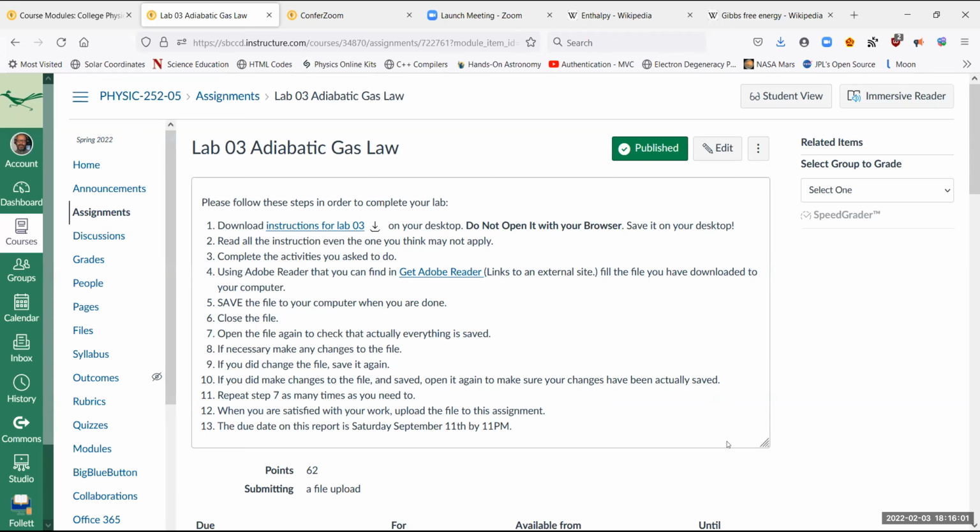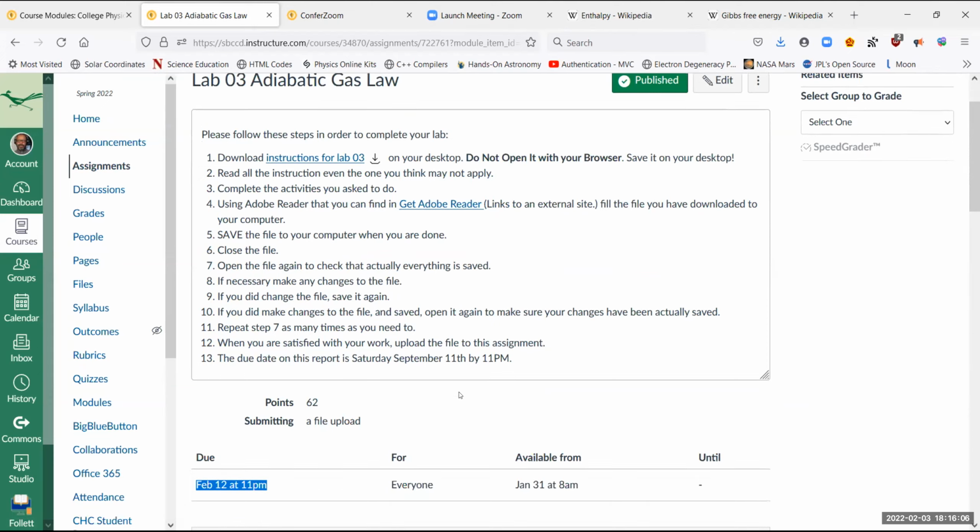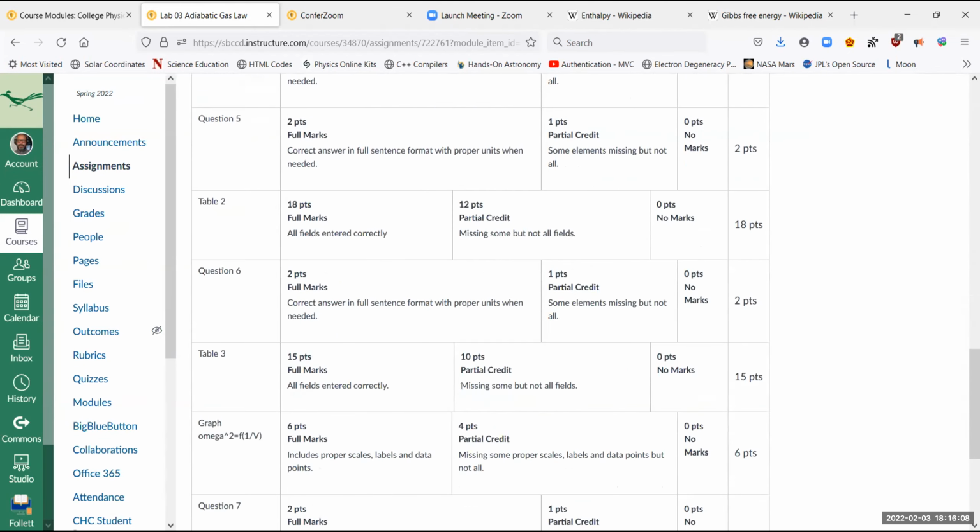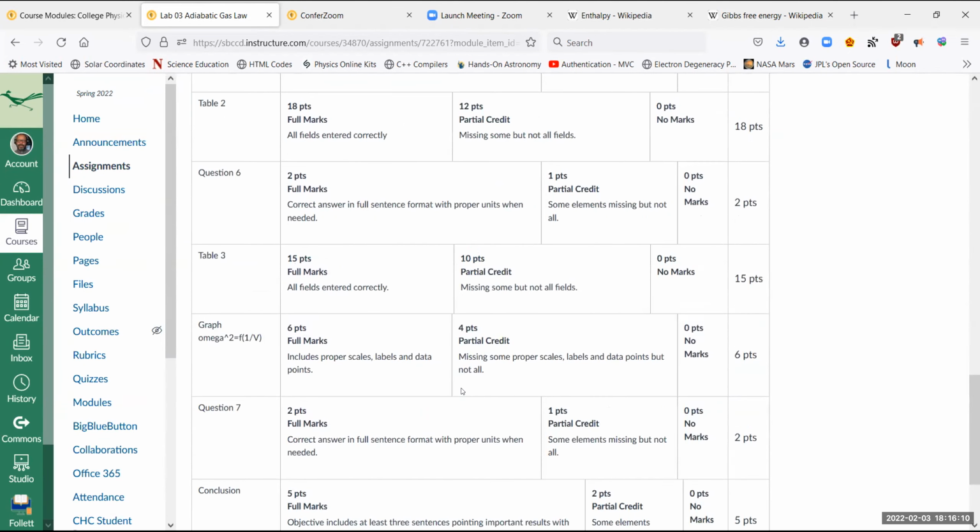You will see the instructions for the lab, which are in here, which hopefully you downloaded. And the rubric is in here and how this is going to be graded. Let me make sure I have the lab open, and I will share with you the screen for the lab.